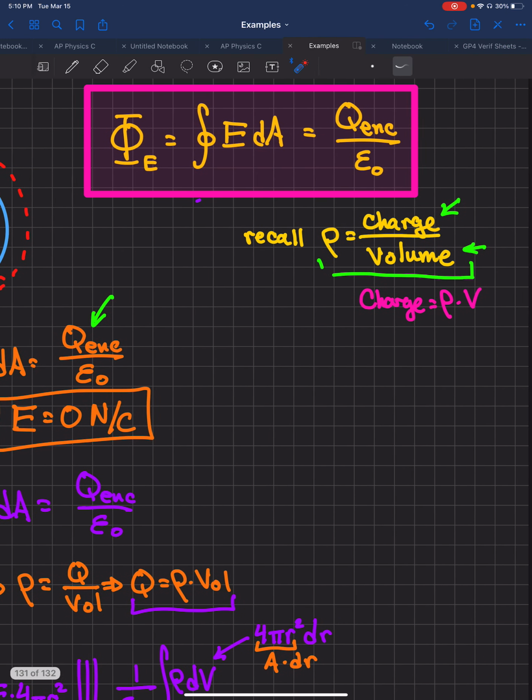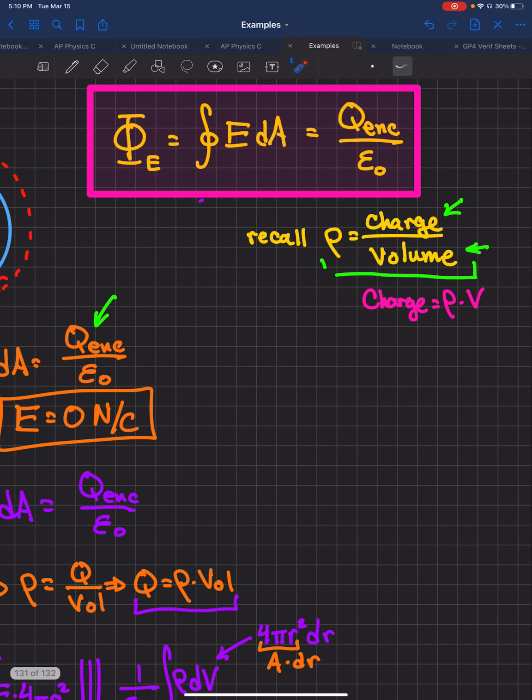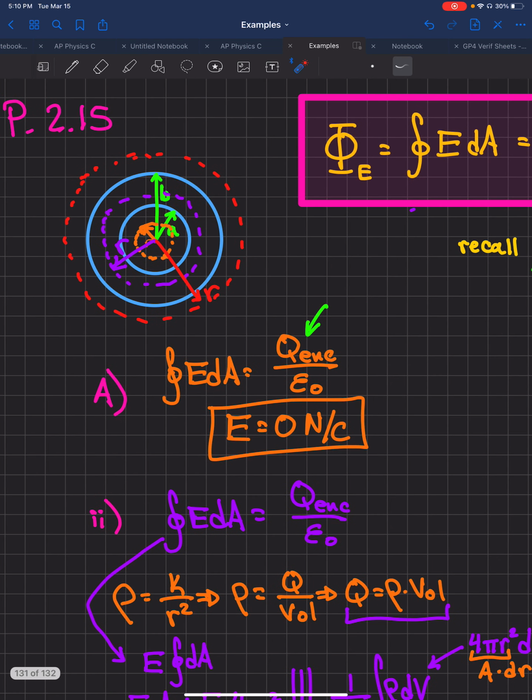Okay, so 2.15 is a Gauss's law problem. I boxed here Gauss's law. Now I'm just going to go over the problem again.